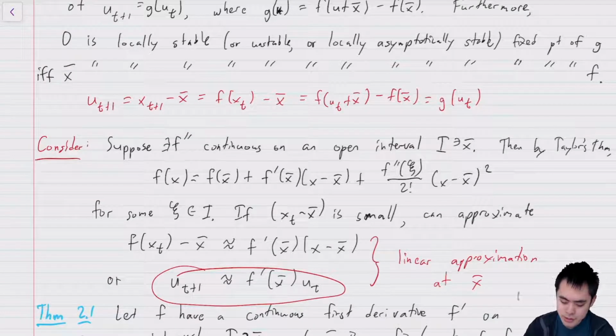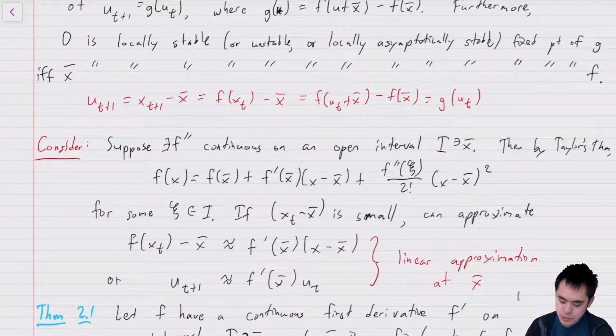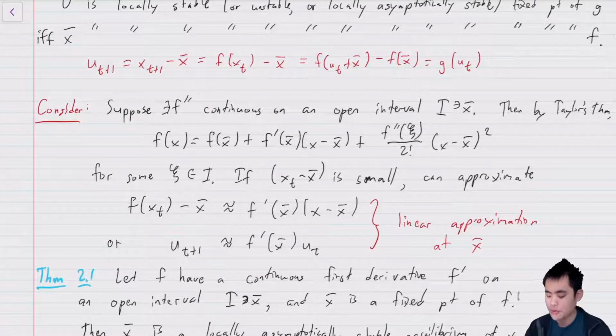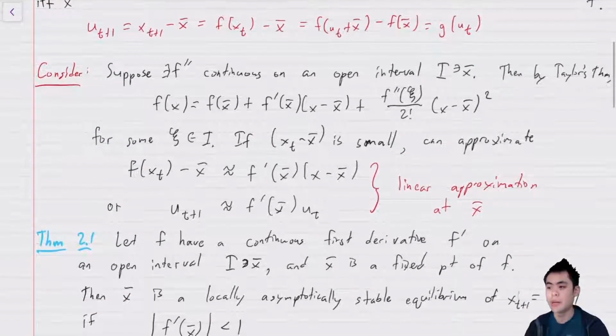So u sub t plus 1 is approximately equal to f prime of x bar times u sub t. And so this is our linear approximation around the equilibrium x bar.